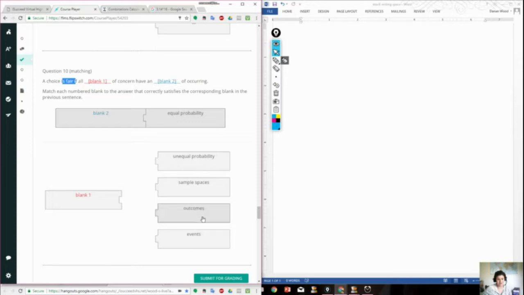Sample space is everything that happened, so all of the trials, the total number. So that's not blank one, because it doesn't make sense. A choice is fair if the total number of trials had equal probability. No. So then we're going to go to outcomes. A choice is fair if all the outcomes of concern have an equal probability of occurring.